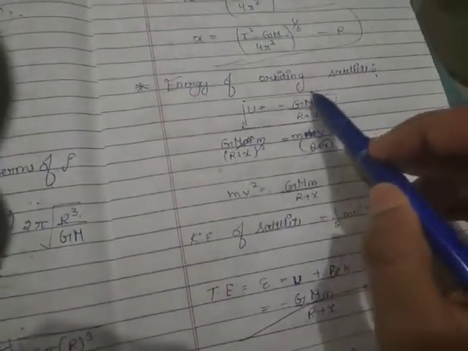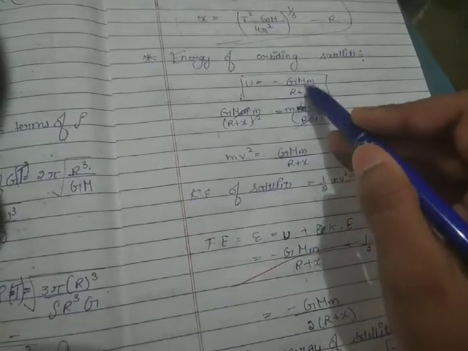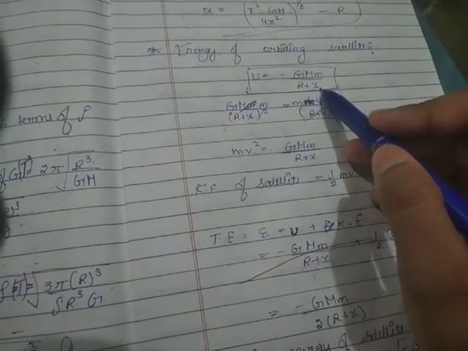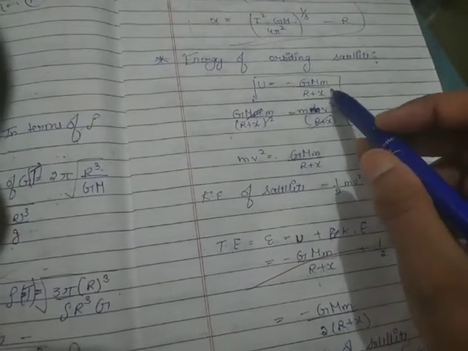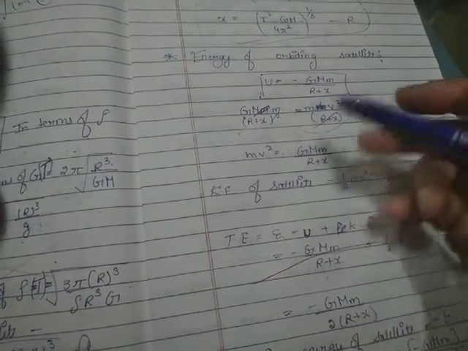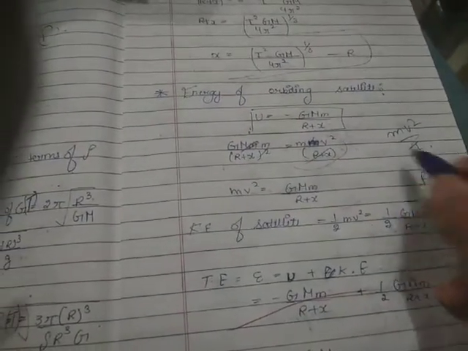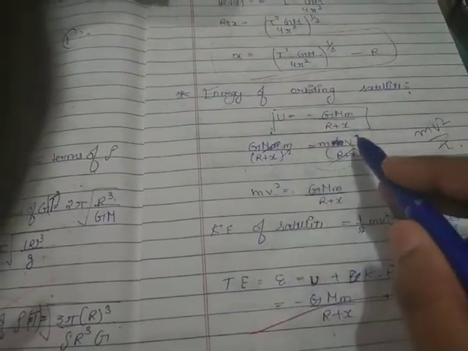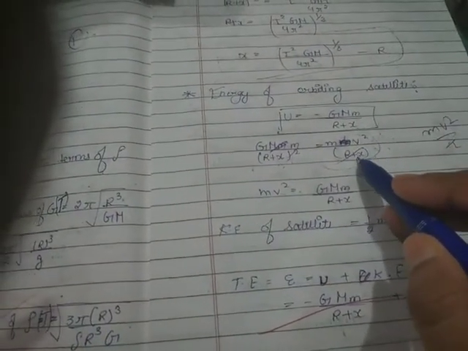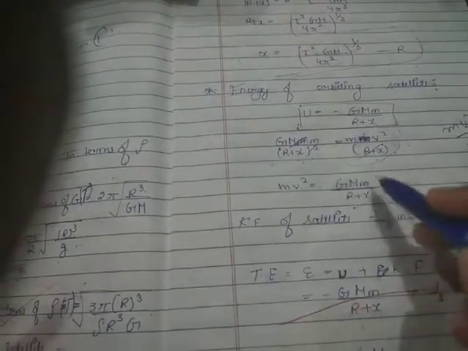And next is energy of an orbiting satellite, and already we know that the gravitational energy is minus GMm by (r plus x). Clear? So we know that this is the gravitational energy, and this force, mv square upon (r plus x), is required to put the satellite in an orbit. So if the satellite is put at r plus x distance, we will take GMm by (r plus x) square equals mv square by (r plus x). Only the r plus x term we will cancel out. Next, the rest: mv square is equal to GMm by (r plus x). We will not cancel out this m.